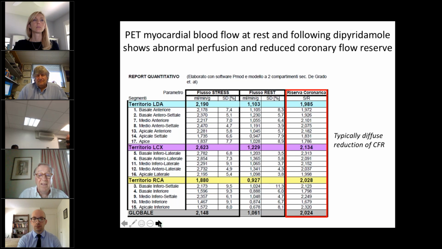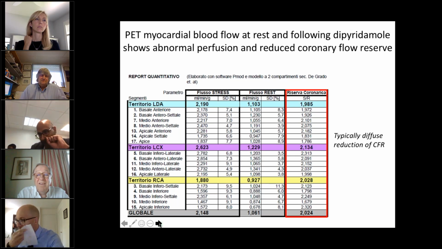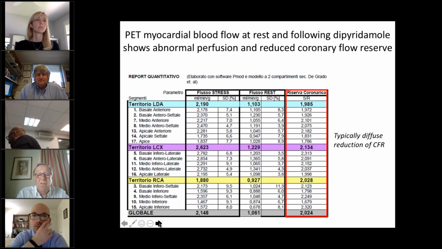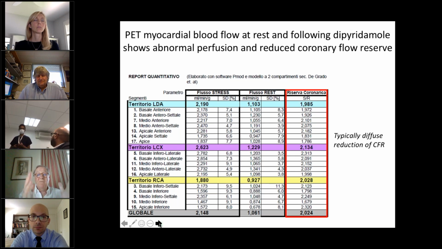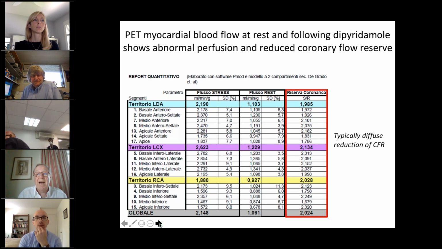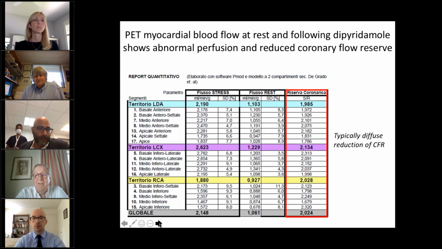You see that there is the 17 segments model covering all three main coronary territories, the LAD, the circumflex, and the RCA. You see that the column in the middle is the resting flow. And so resting flow in the LAD, circumflex, and right coronary artery is about normal. However, when you give a vasodilator, in this case dipyridamole, you see that the ratio of maximum blood flow during vasodilatation to resting blood flow, which is the last column on the right with the red rectangle, shows that the flow reserve is reduced.